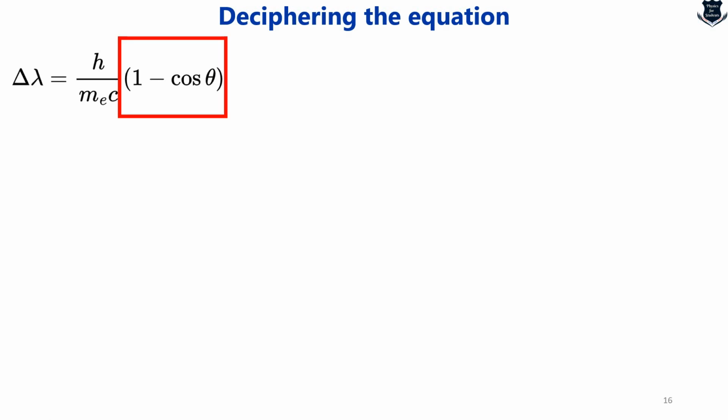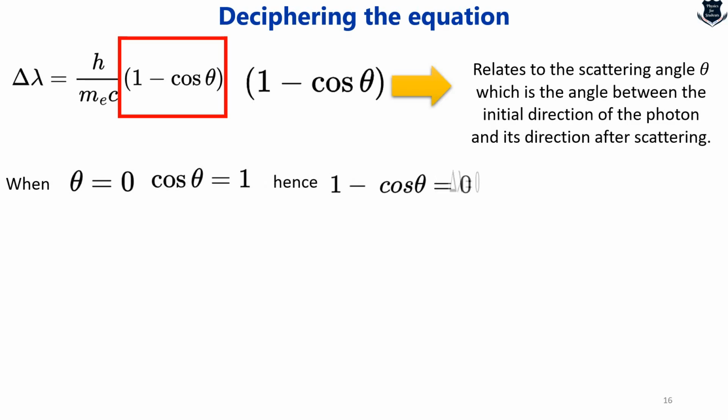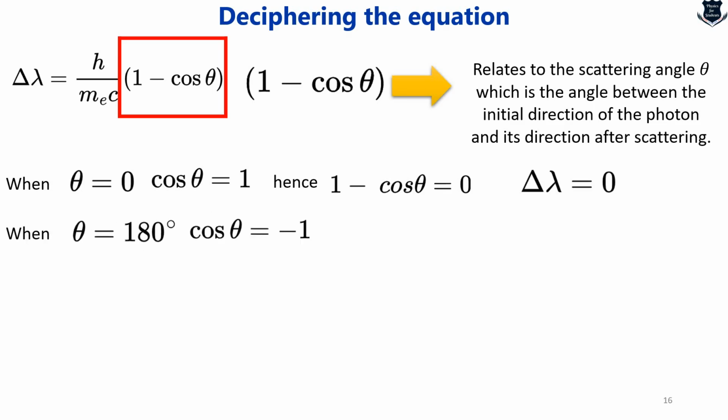Now we come to step 3, the final factor, 1 minus cos theta. This relates to the scattering angle theta, which is the angle between the initial direction of the photon and the direction of the scattering. Suppose theta equals 0 degrees, that means no scattering, the photon continues in a straight line, cos theta equals 1, so 1 minus cos theta equals 0. So there is no scattering and delta lambda equals 0. The second case is theta equals 180 degrees, where cos theta equals minus 1.